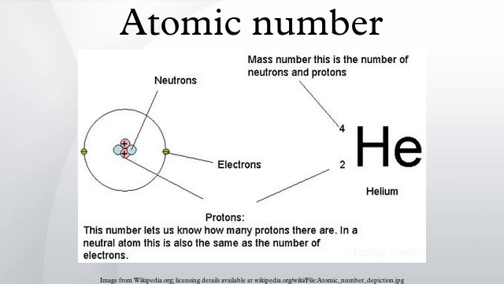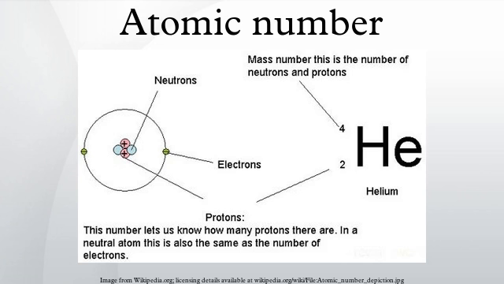In chemistry and physics, the atomic number of a chemical element is the number of protons found in the nucleus of an atom of that element, and therefore identical to the charge number of the nucleus. It is conventionally represented by the symbol Z. The atomic number uniquely identifies a chemical element. In an uncharged atom, the atomic number is also equal to the number of electrons.